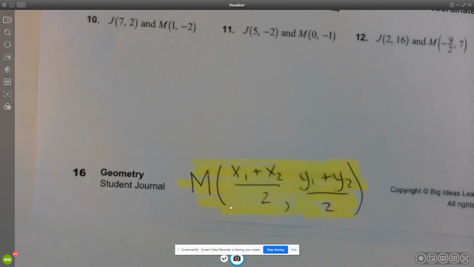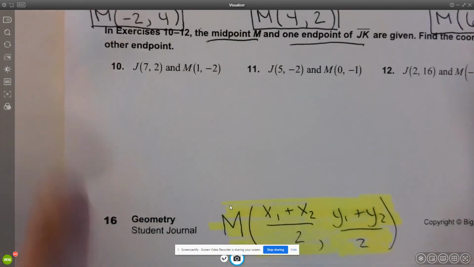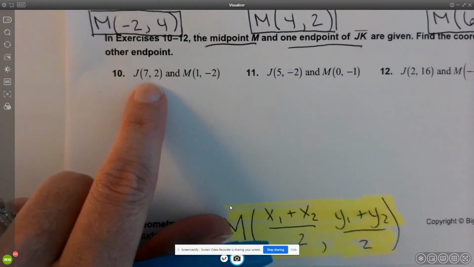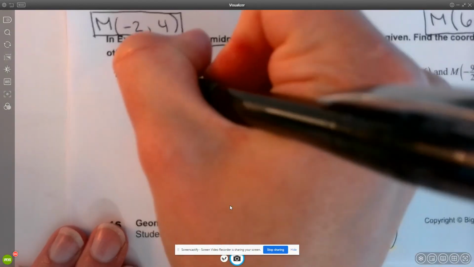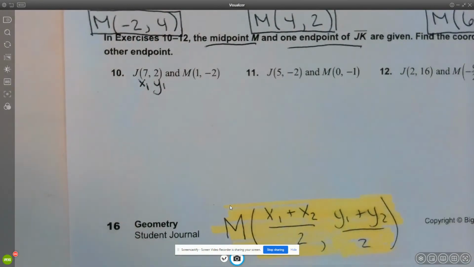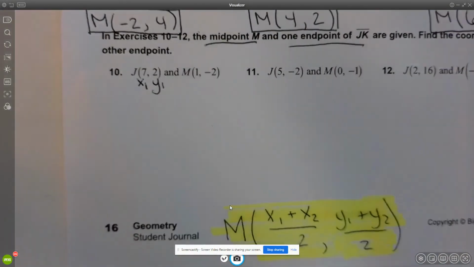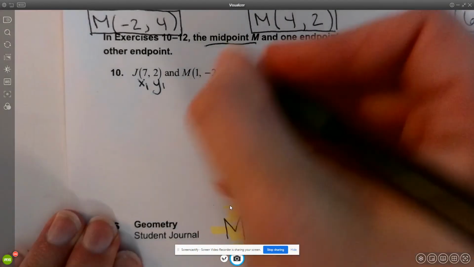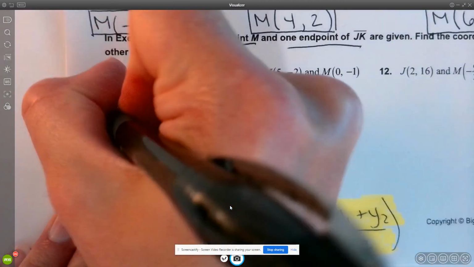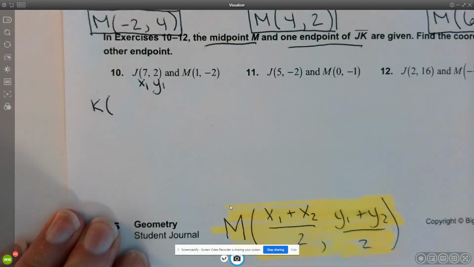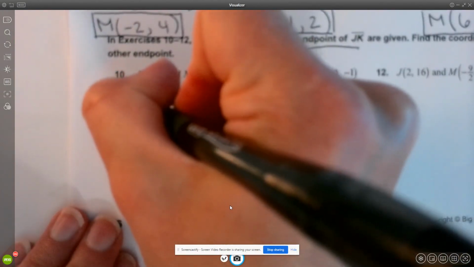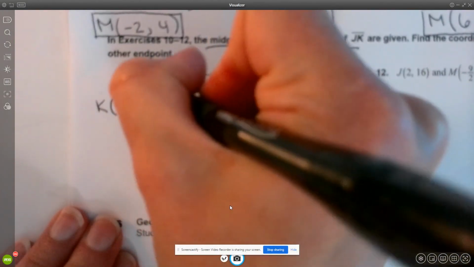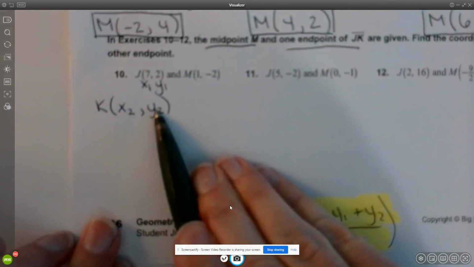So we're still going to use our midpoint formula, but this time we're going to think about what we know. So in number 10, one of my endpoints is J. So I'm going to go ahead and label 7 and 2, the x and y coordinates, with x1, y1. Now I don't know endpoint K. That's what I'm trying to find. For now, I'm just going to say that endpoint K has x and y coordinates, x2, y2. And these are the coordinates I'm trying to find.